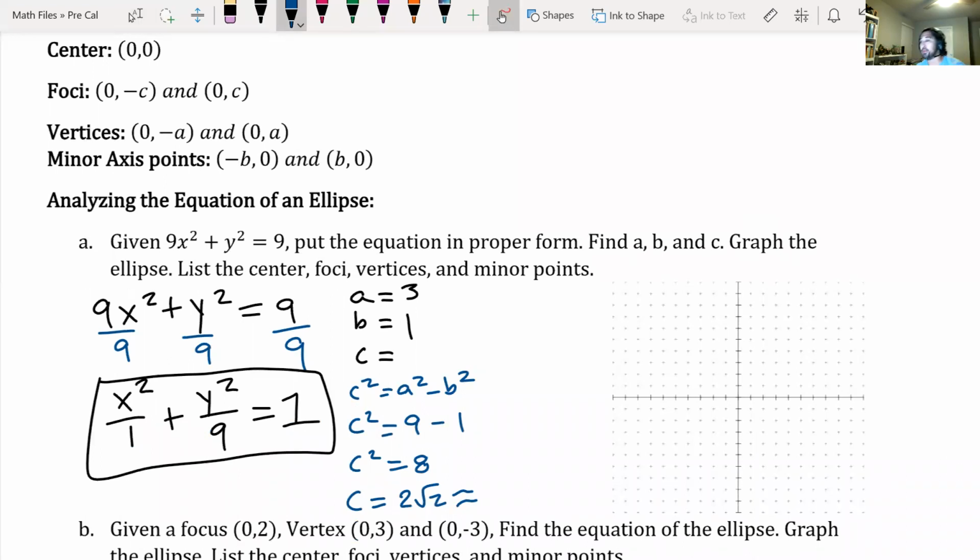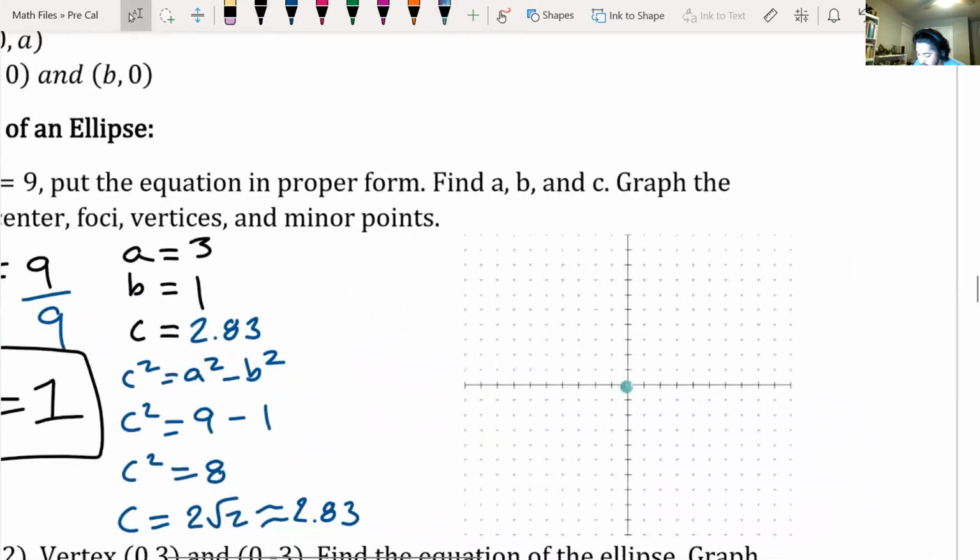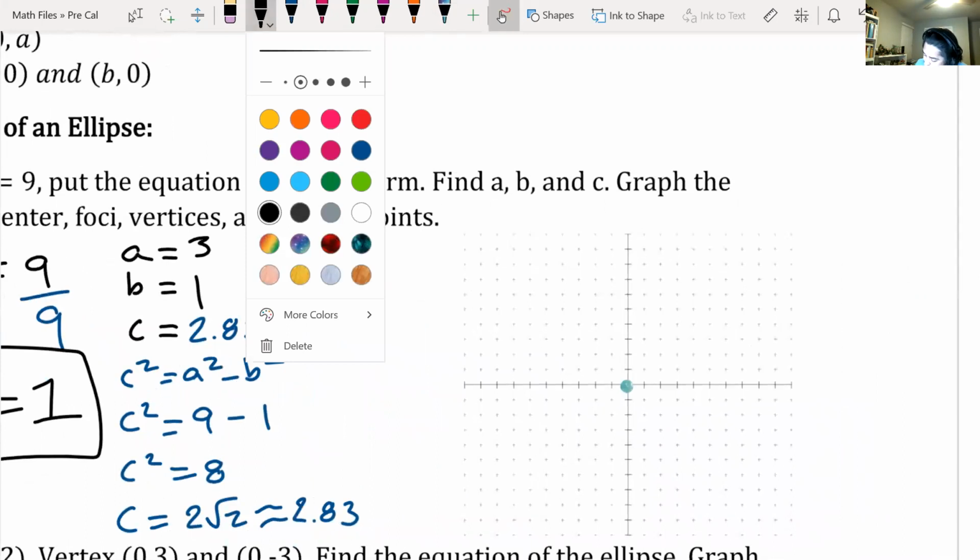But we need that decimal number in order to graph it. So we get about 2.83. Okay, so this means we're ready to graph. Center is at the origin. There's my center. Center's at the origin.